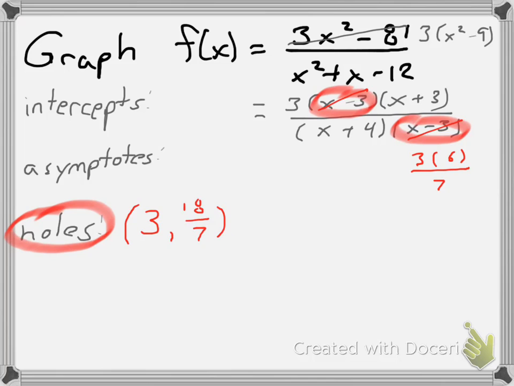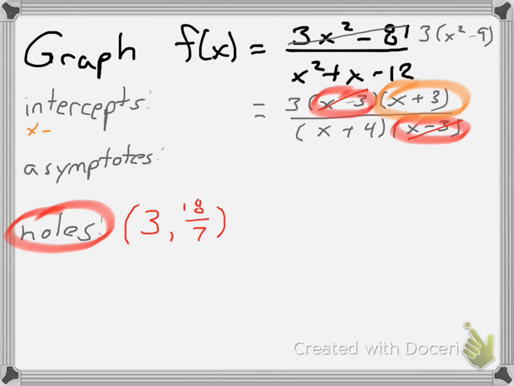Hence we got 3, and then 3 plus 3 was 6, and 3 plus 4 is 7. So that gave me 18/7, and that is the y-coordinate of our hole, which when we get to graphing will be an open circle. Because there's not anything there. It would be a 0 over 0 or undefined value, since it's a common factor. Alright, so that takes care of our holes.